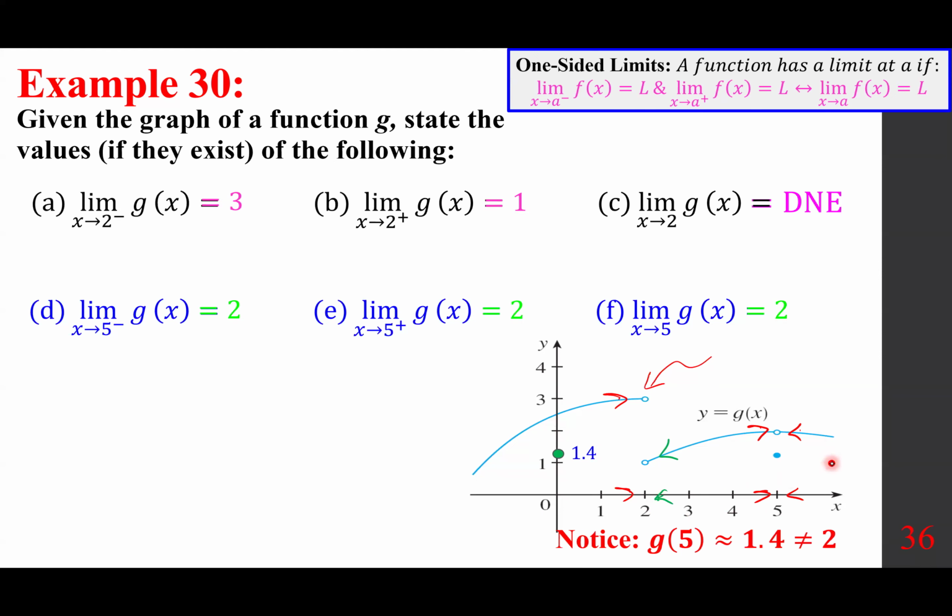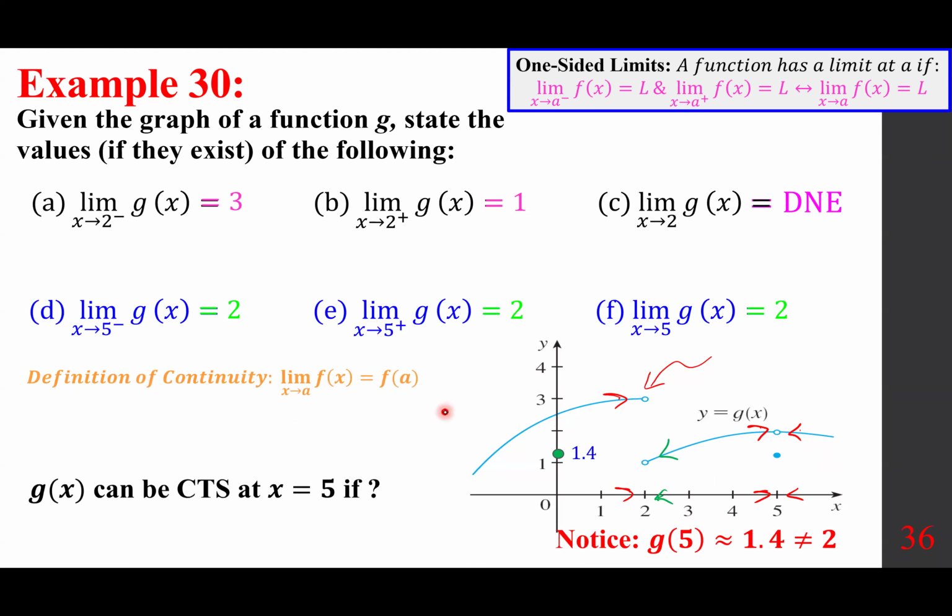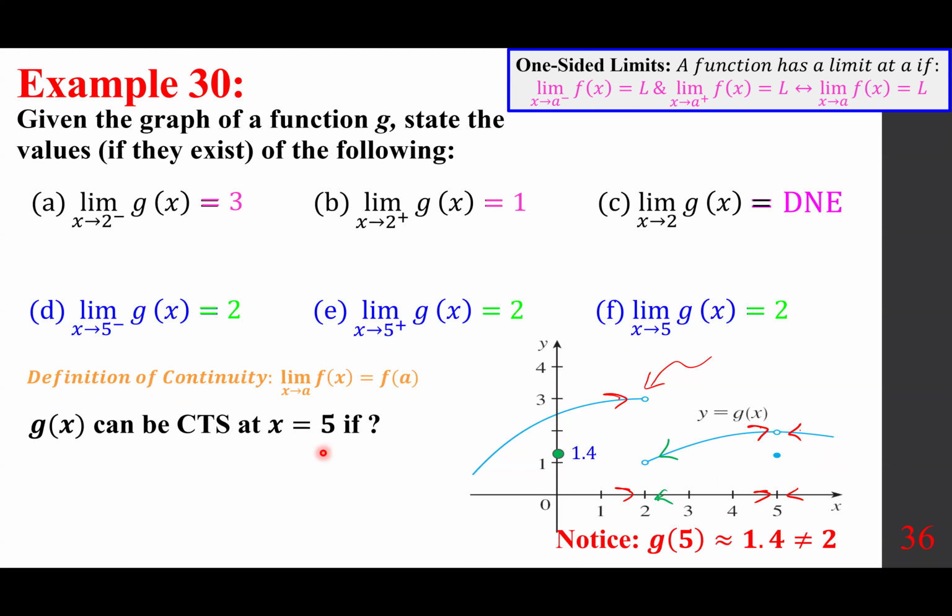However, we can fix it. This is the definition of continuity. G(x) can be continuous at x equals 5 if we redefine g(5) to be its limit. So this can be fixed. But what about this one? It's a jump. There's nothing we can do to fix it. G(2) is undefined, but that's not the problem. It's a jump. Can't be fixed.